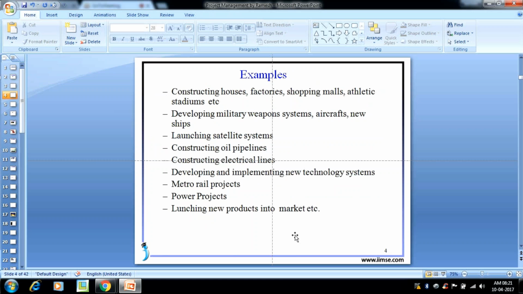Where do we use these examples? Constructing houses, factories, shopping malls, athletic stadiums, etc. Developing military weapons, systems, aircraft, new ships, launching satellite systems, constructing oil pipelines, constructing electrical lines, developing and implementing new technology systems, material projects, power projects, launching new products into market.